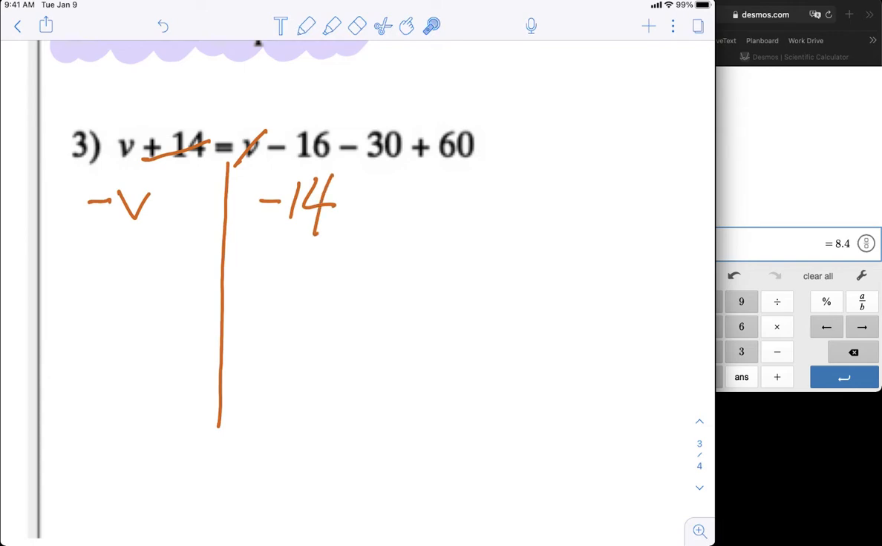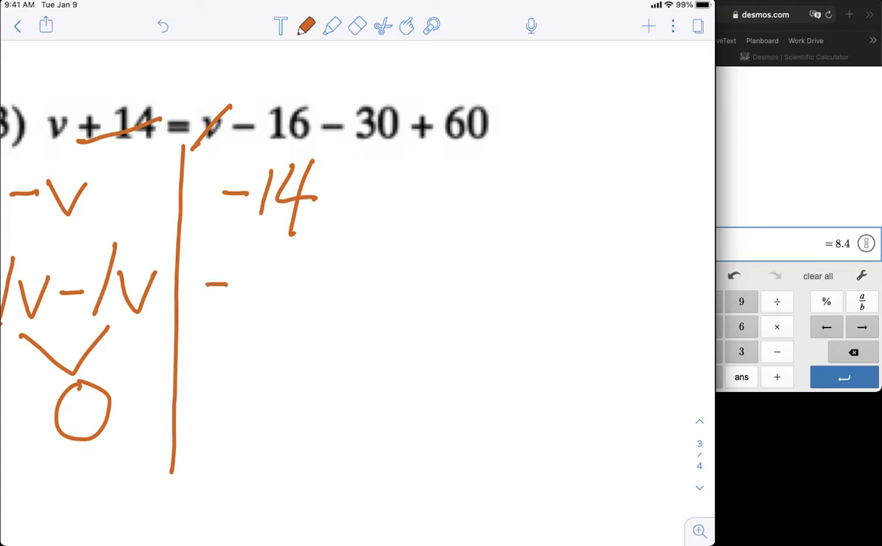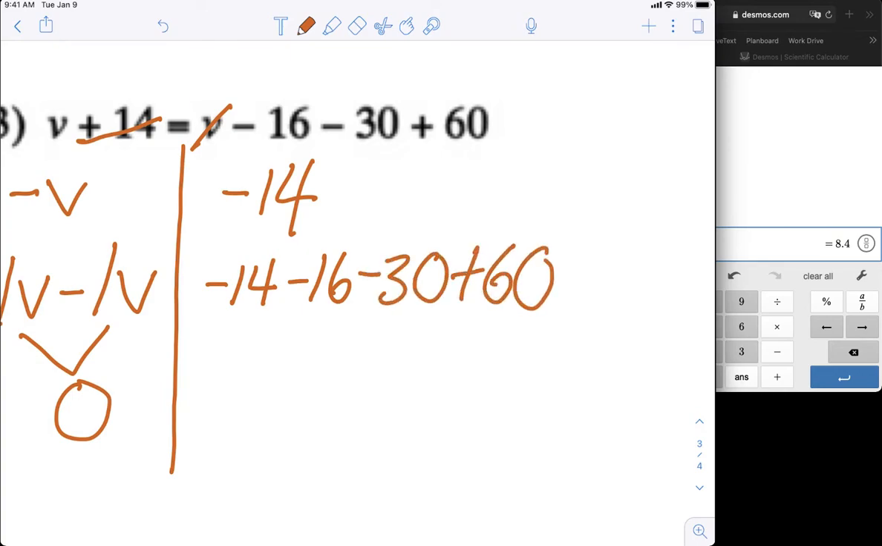Right? So my V minus V, I'm going to rewrite it just to make sure. And this is divisible 1. 1V minus 1V. Well, 1V minus 1V is 0, right? I get 0 here. Okay. So let's see, on this side here, I have all these regular numbers. So let me write them out here in order, so I'm not confused. Negative 14 minus 16 minus 30 plus 60. Just like that. Look at that.